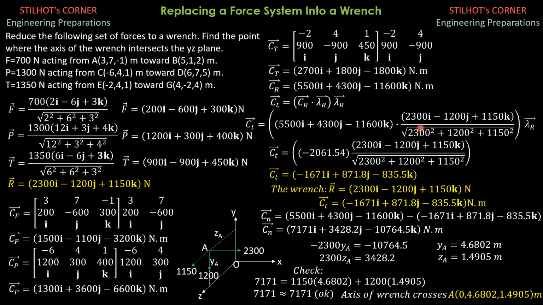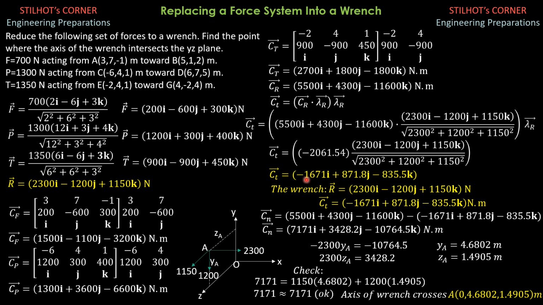This is a magnitude, and it is negative 2061.54 Newton meter. We then further multiply it by the unit vector of the resultant force. This is the resultant force, 2,300I minus 1,200J, then plus 1,150K divided by square root of 2,300 squared plus 1,200 squared plus 1,150 squared. So that would be in vector form.